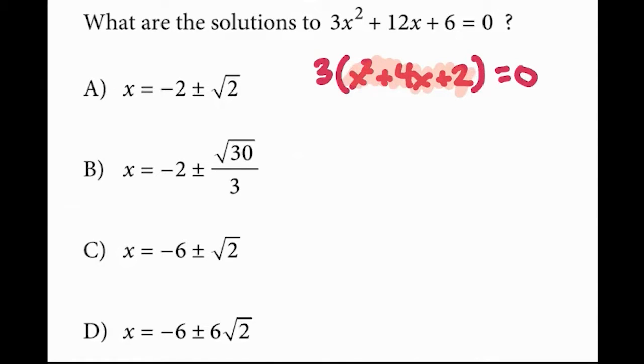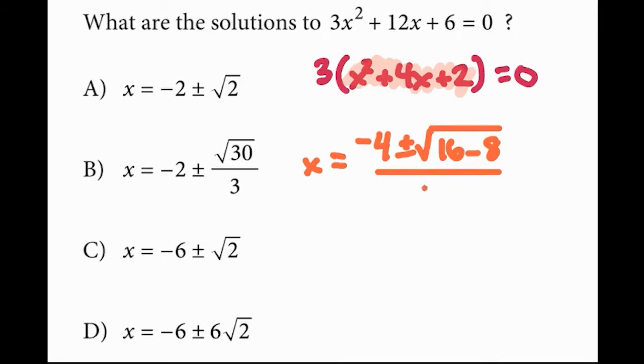Of that expression there. So you're going to have x is equal to negative b, which is negative 4, plus or minus the square root of b squared, which is 4 squared, 16, minus 4ac, which is 8. 4 times 2 times 1 is 8. All divided by 2a, which is 2. Again, we're ignoring this 3.